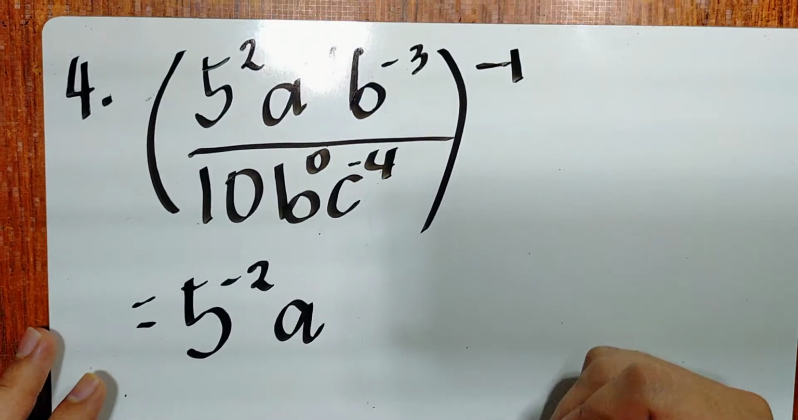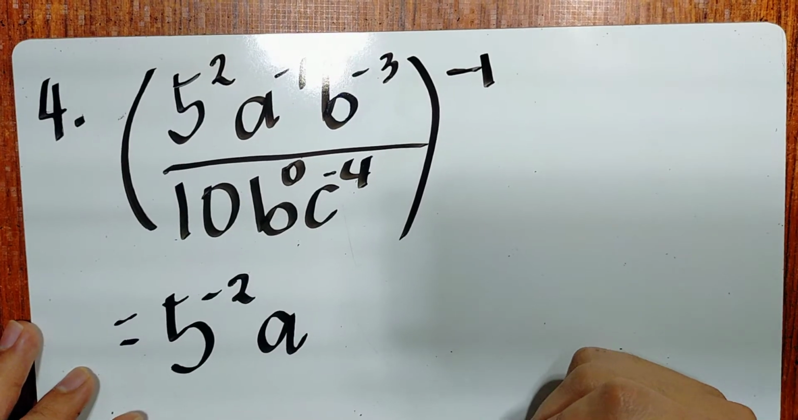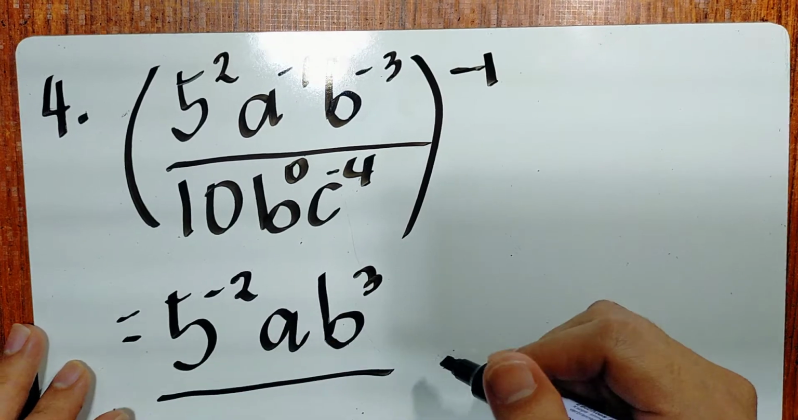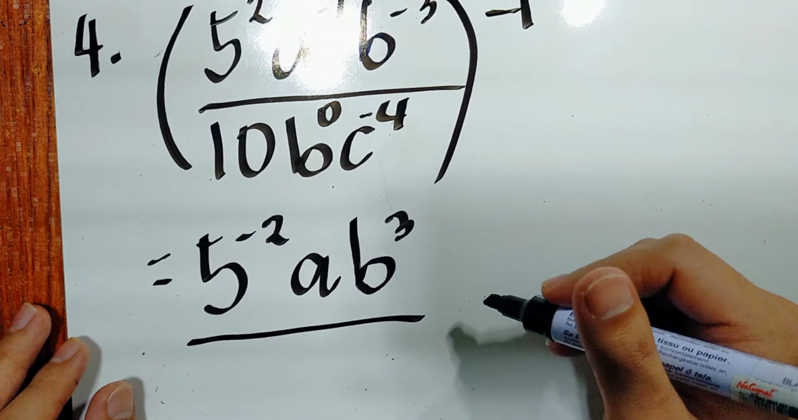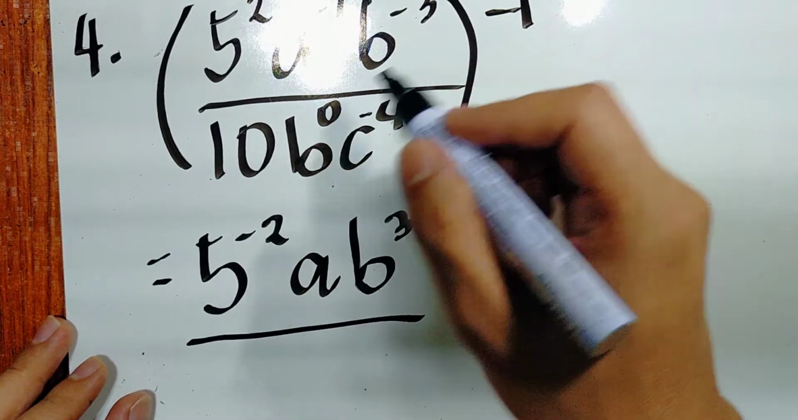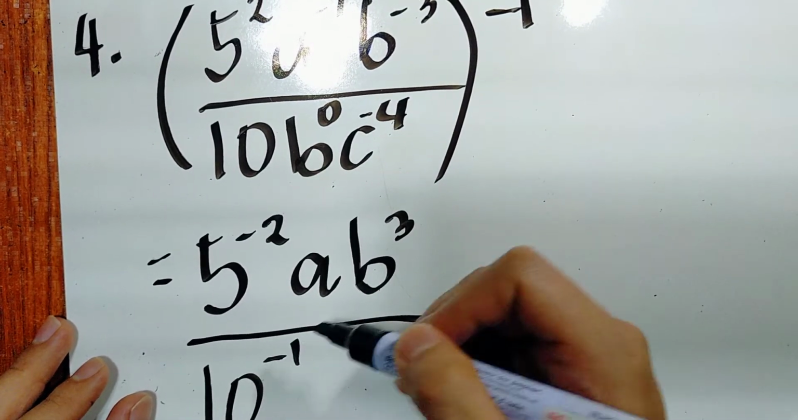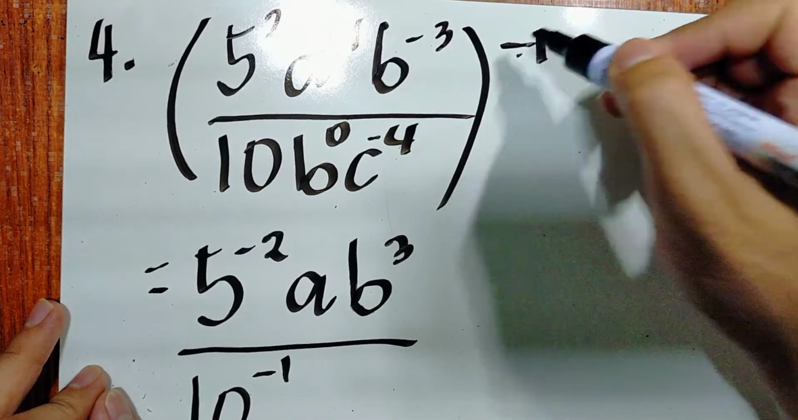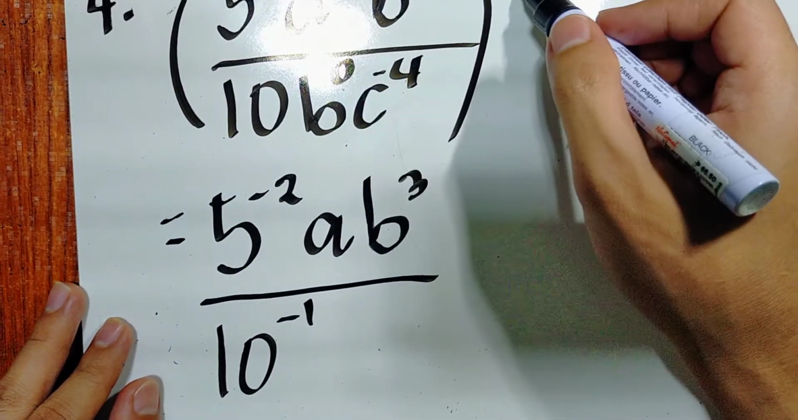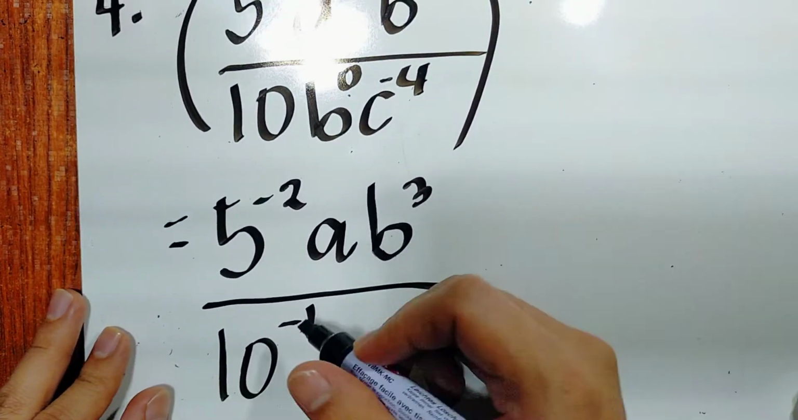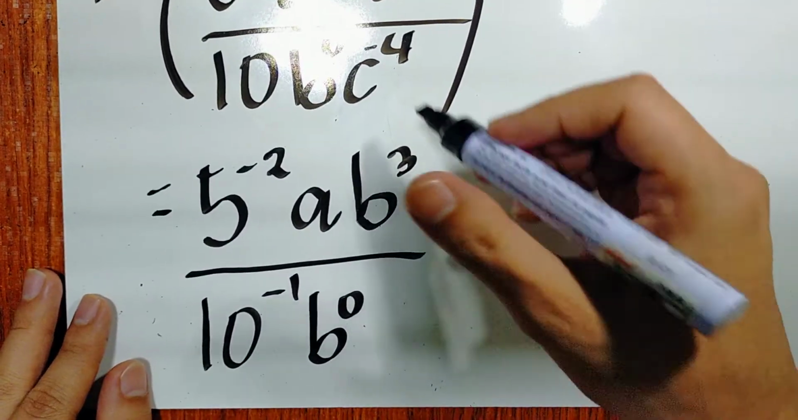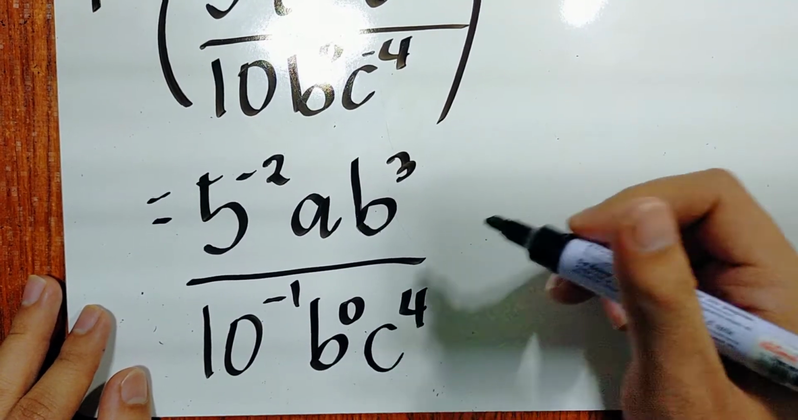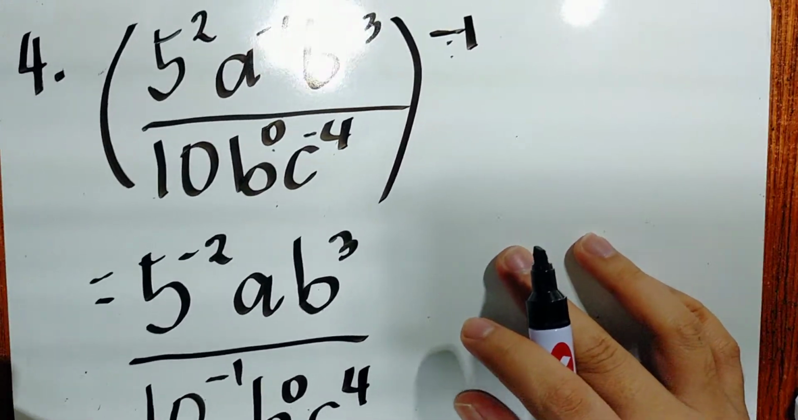No need to write. Okay? So, letter B, negative 3 times negative 1, that would be positive 3. Over 10, b raised to 0, c raised to negative 4. Yung 10, kakaroon din siya ng negative 1 na exponent, since kailangan natin i-distribute to. Okay? 0 times negative 1, that is still 0 pa rin. And c raised to negative 4 times negative 1, c raised to positive 4. Okay? So, next.